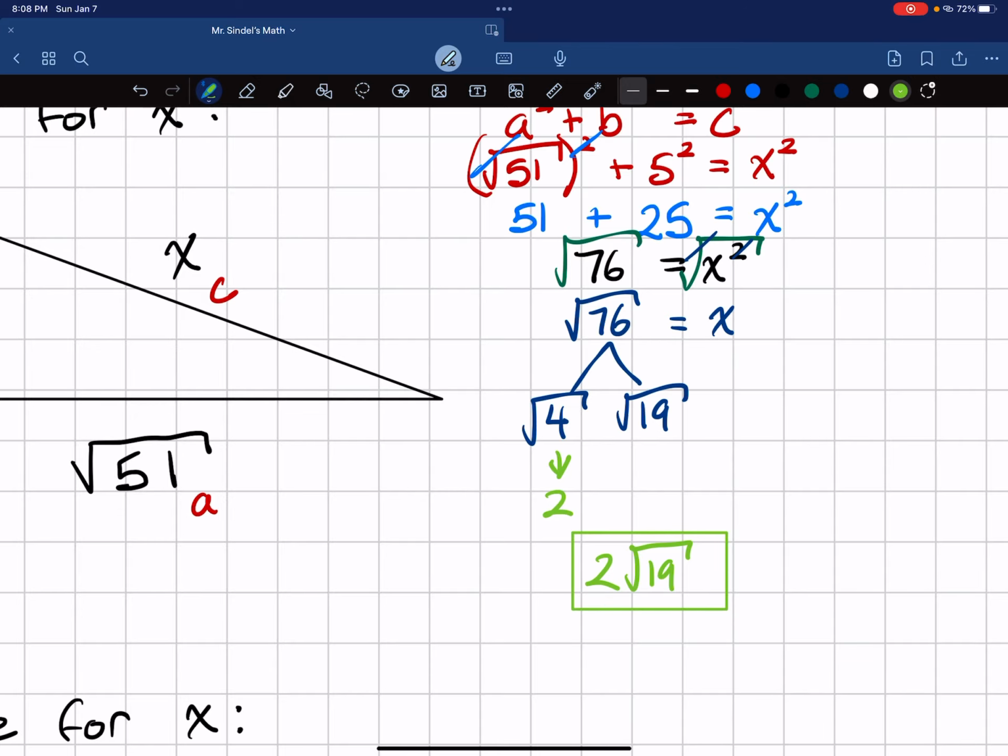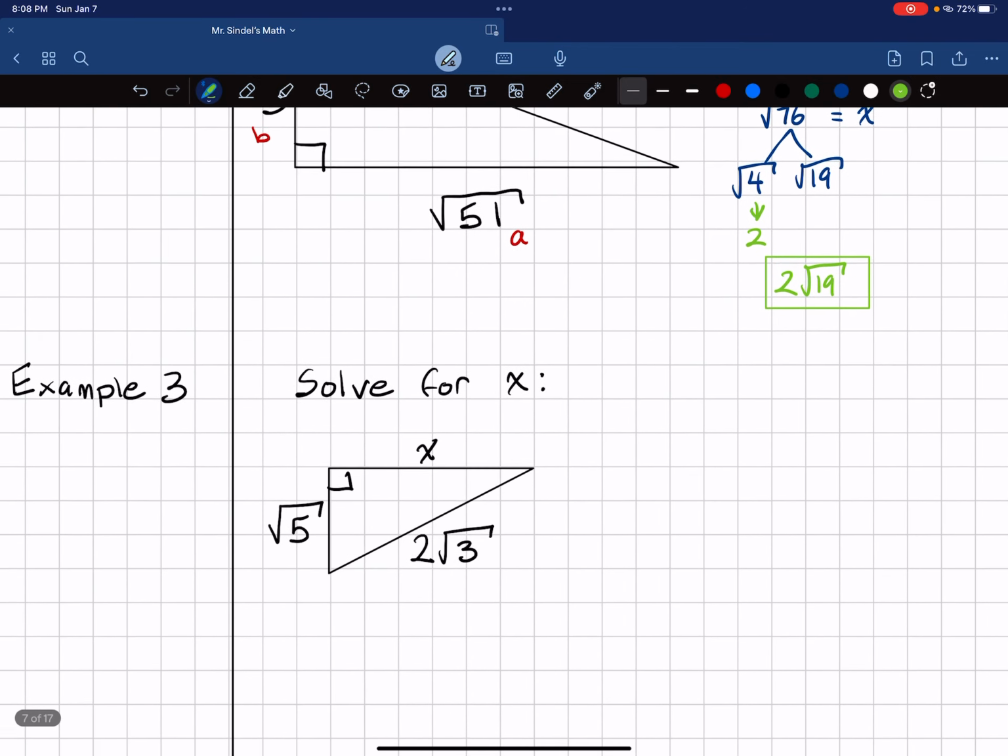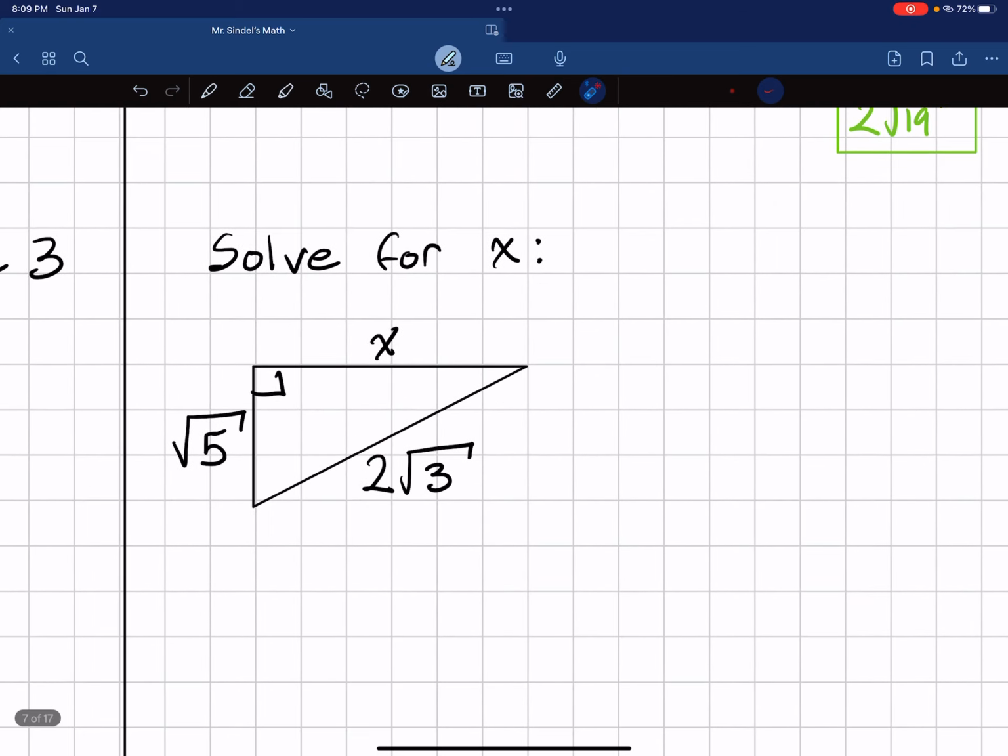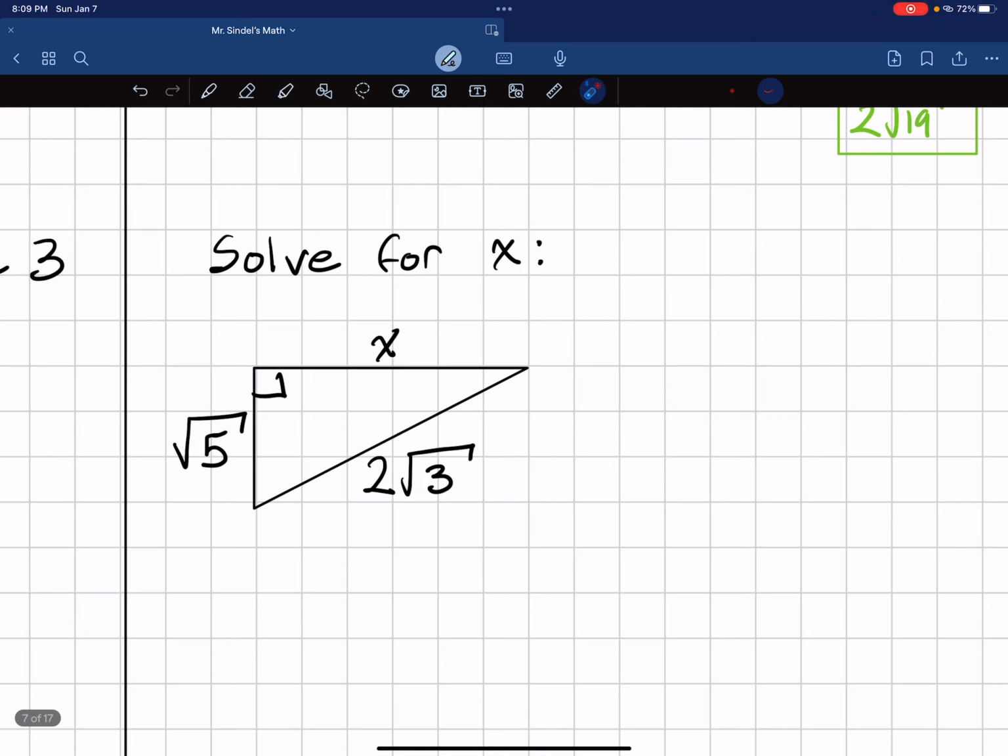All right. And then finally we have example 3, the hardest of all of them. I realize that the homework does not have a mixture of numbers with radicals, but they might show up later, so I wanted to cover it right now. Again, I have a right triangle, so I have permission to use Pythagorean theorem. Pythagorean's theorem is always useful for finding side lengths of a 90-degree triangle.